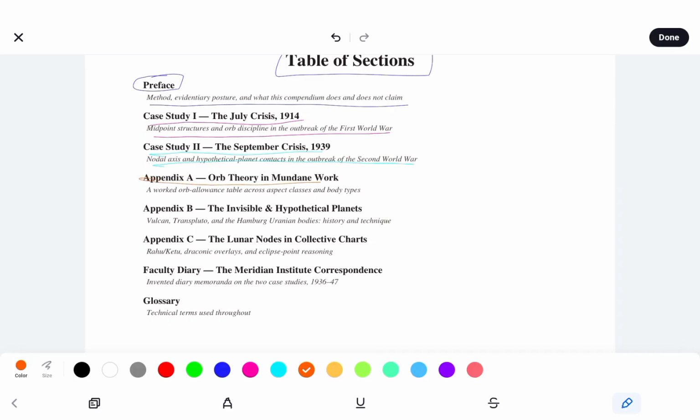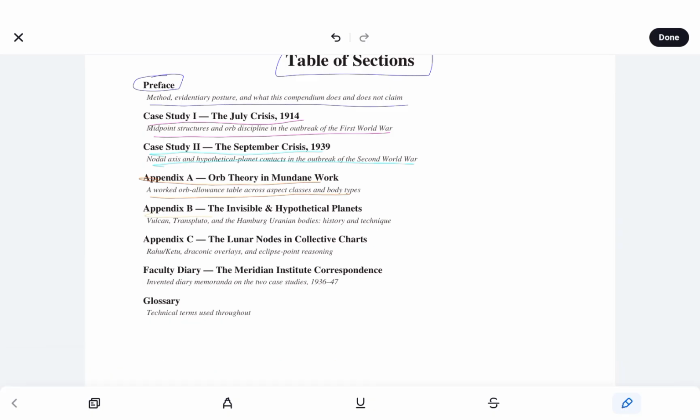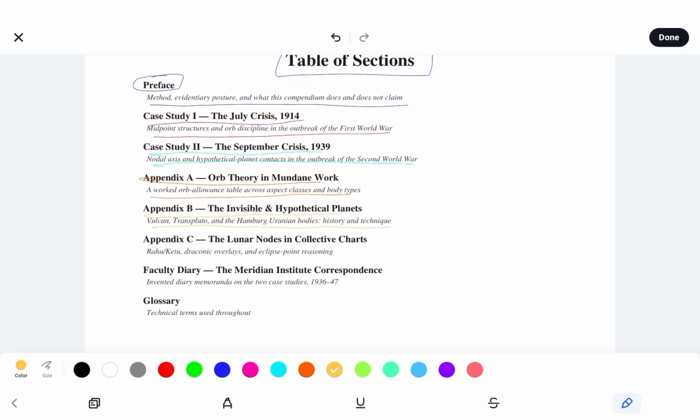Appendix A is going to be orb theory in mundane work, a worked orb allowance table across aspect classes and body types. Appendix B is going to be the invisible and hypothetical planets, Vulcan, Trans-Pluto, and the Hamburg-Uranian bodies, history and technique. Appendix C is going to be the lunar nodes and collective charts, Rahu and Ketu, draconic overlays, and eclipse point reasoning. Then the faculty diary, the Meridian Institute correspondence, invented diary memoranda on the 2 case studies, and a glossary for technical terms used throughout.